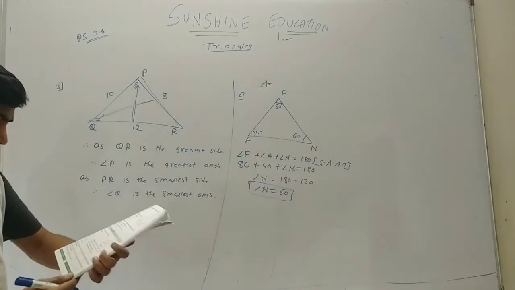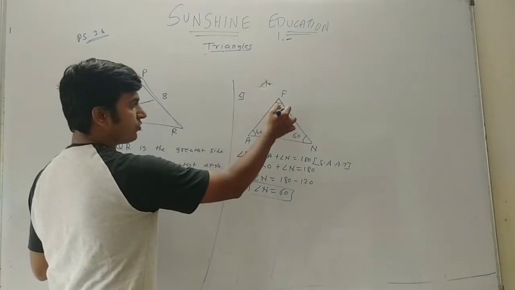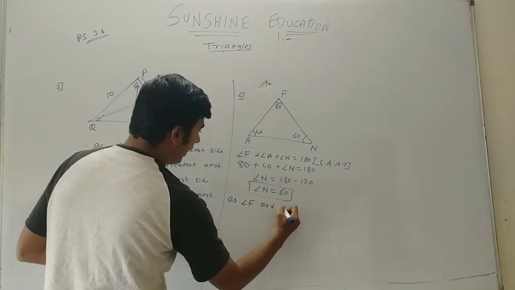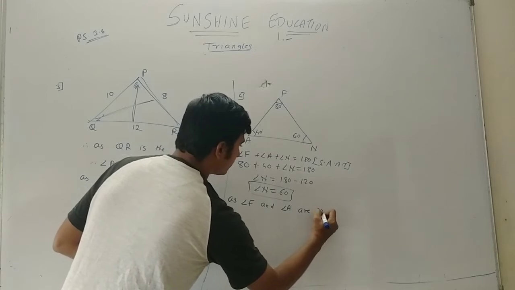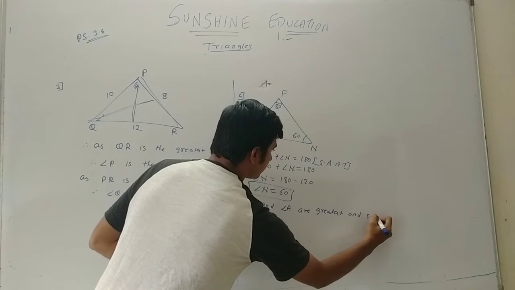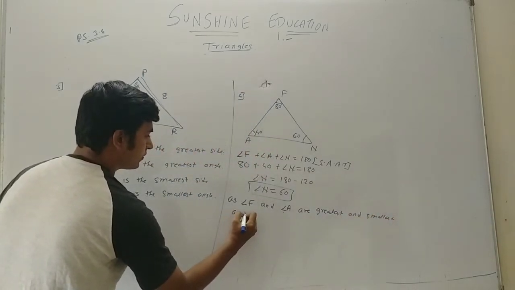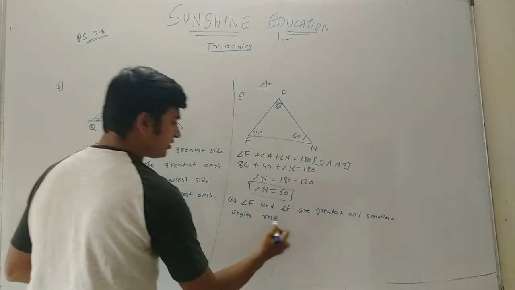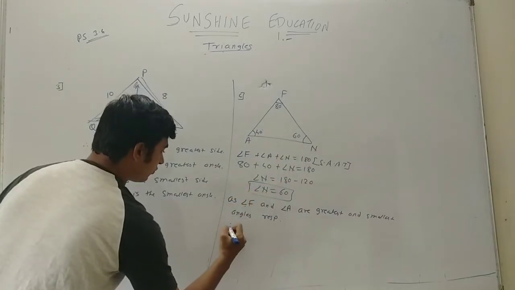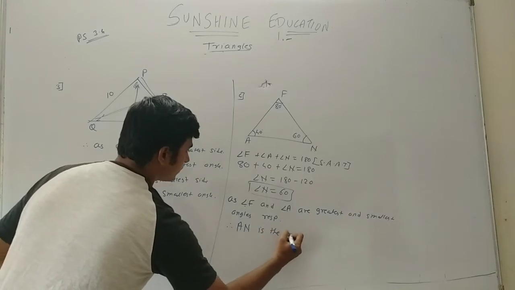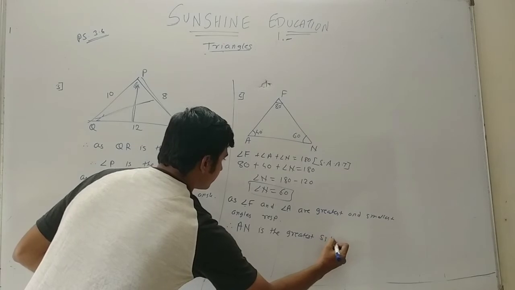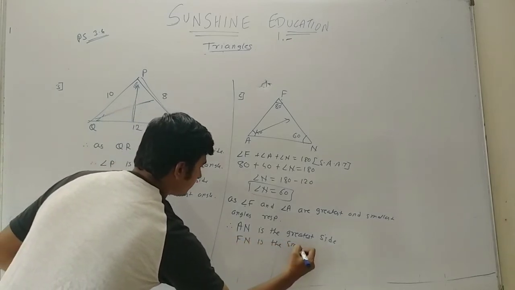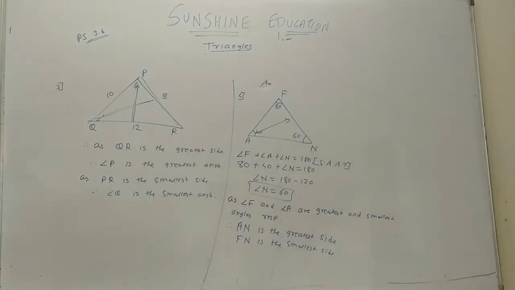Okay, now what is the question? Find out the greatest and the smallest side. So greatest angle is F and smallest angle is A. So as angle F and angle A are greatest and smallest angles respectively, therefore AN is the greatest side and FN is the smallest side. Okay, I hope you are capable of reading it.